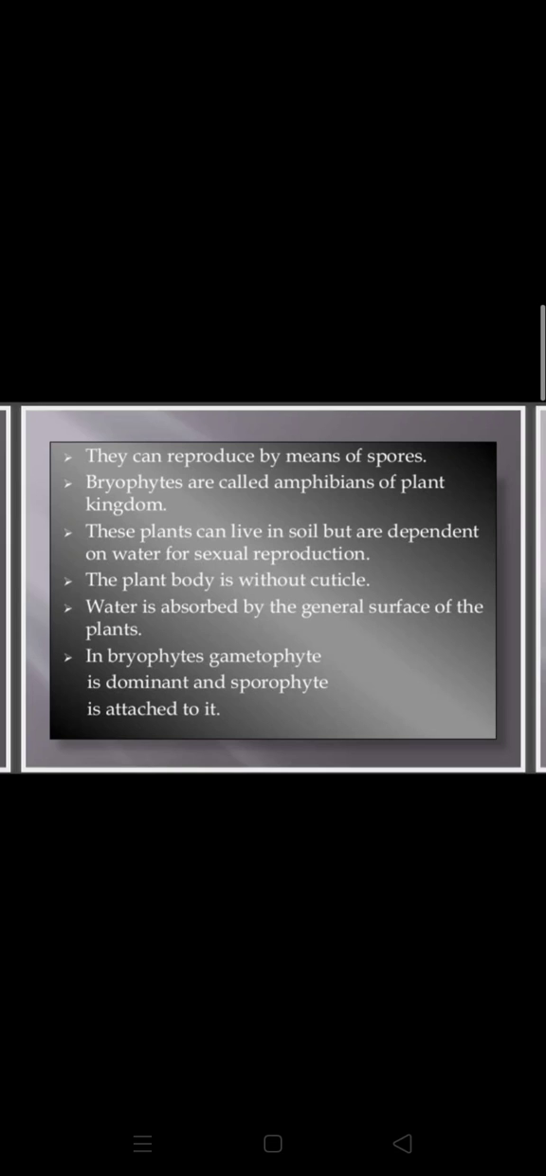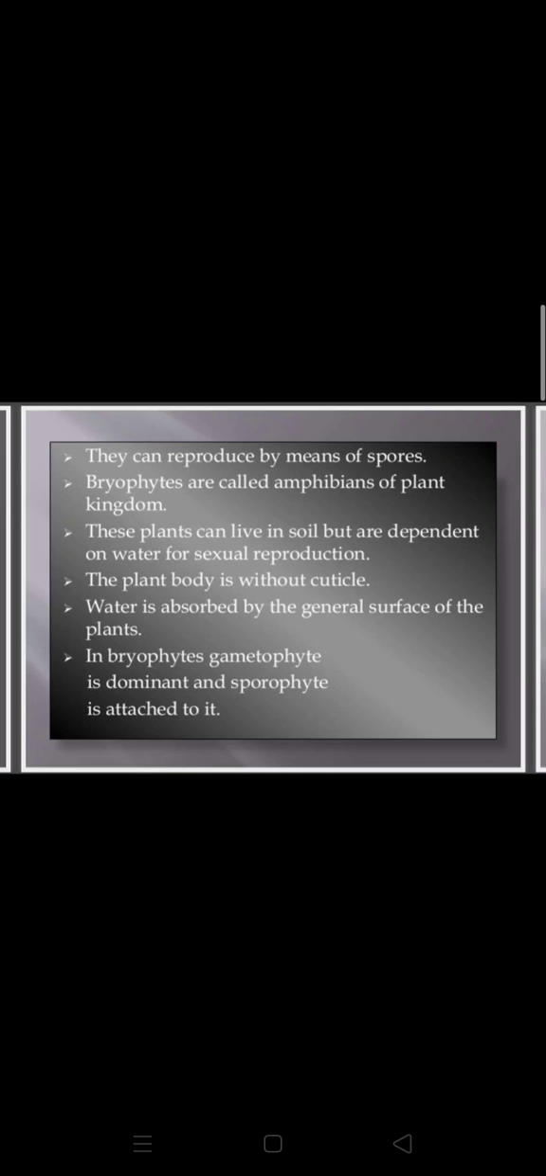Amphibians means those which live in both water and land. So they are poorly adapted on land. They live on land, but their reproduction is completed in water. They depend on water. The plant body is without cuticle. Water is absorbed by the general surface of the plants.